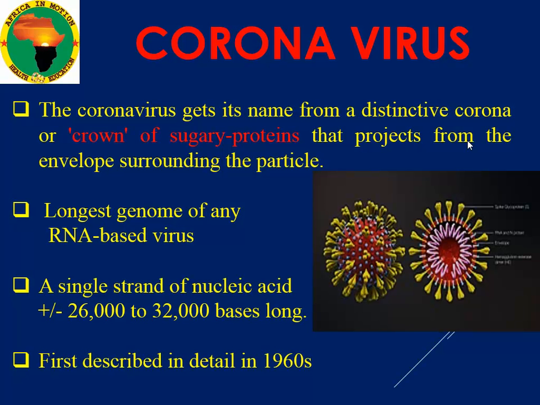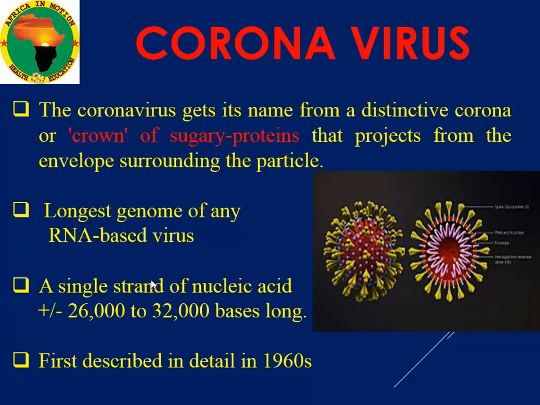So coronavirus gets its name from a distinctive corona. It has a corona, which is like a crown of sugar protein, let's say an envelope that surrounds it. That is very distinctive compared to other viruses. It is known to have the longest genome of any RNA-based virus. One single strand of nucleic acid is approximately 26,000 to 32,000 bases long. Those are the characteristics compared to other viruses.